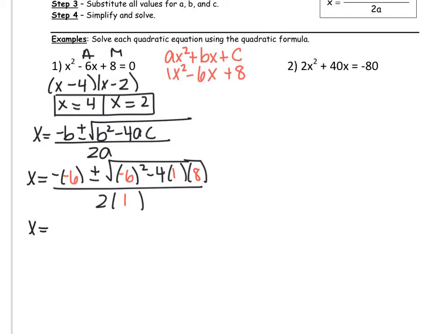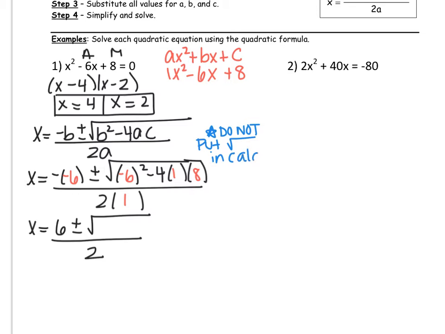So x equals, what is a negative 6? You should be telling me 6 plus or minus the square root of something all over 2. Now please take a moment, pause the video, put this into the calculator just the way you see it without the radical. Do not put the radical into the calculator. Okay? Just put what is here and then hit resume when you've done so. Okay, you should have gotten 4.